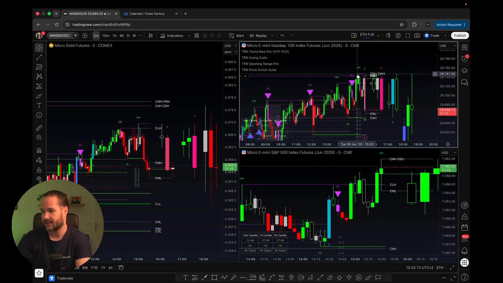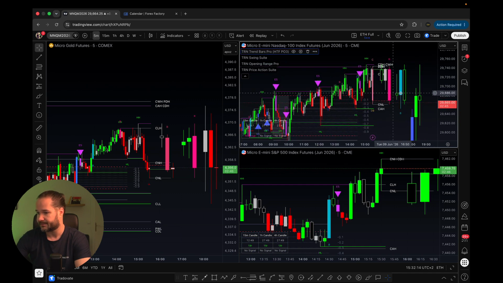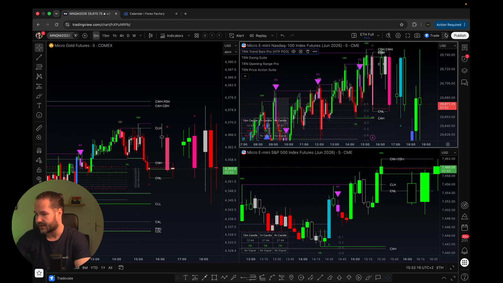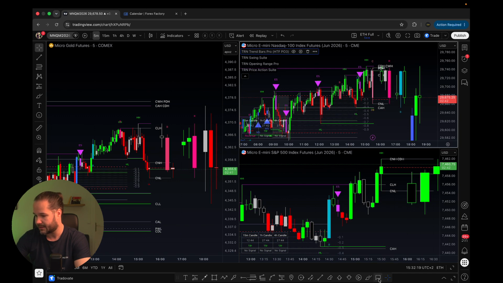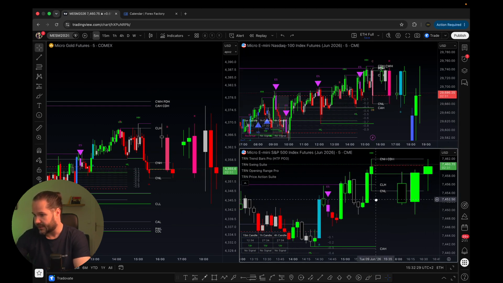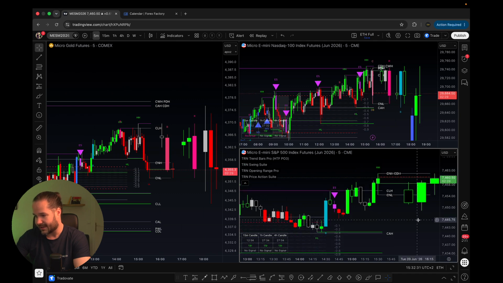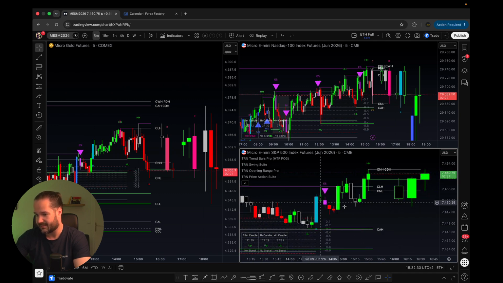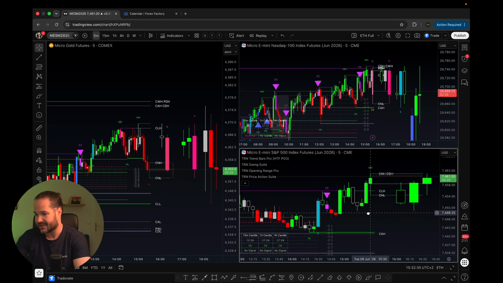Even if I get a liquidity grab like here, right now there's no clean signal, but we might take out this low right here, and then we could print a reversal, and then I would look for an entry, but not yet.